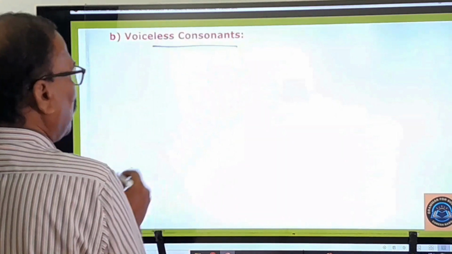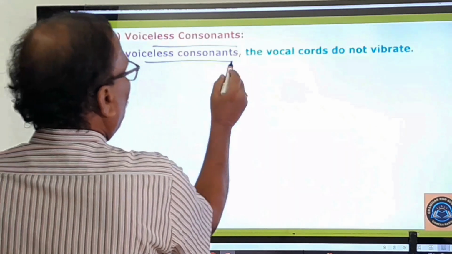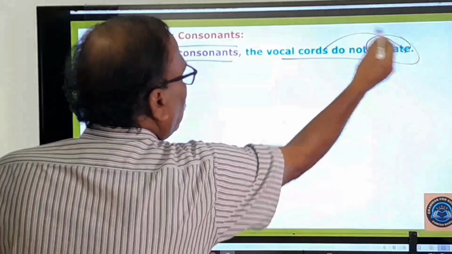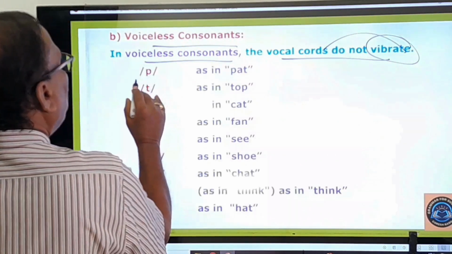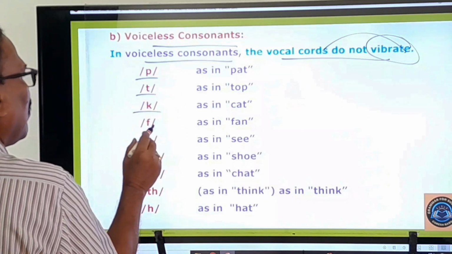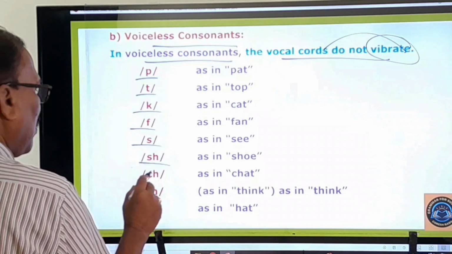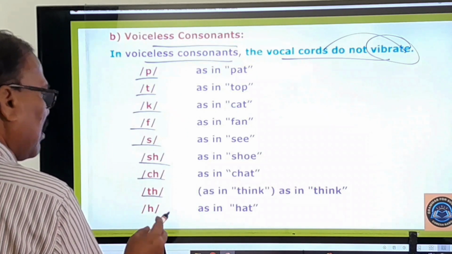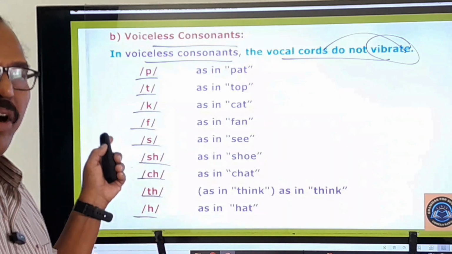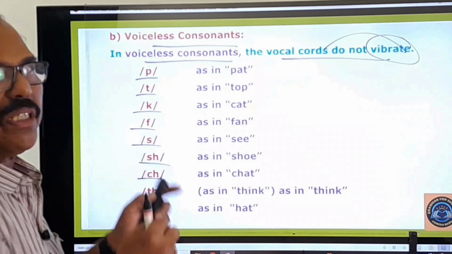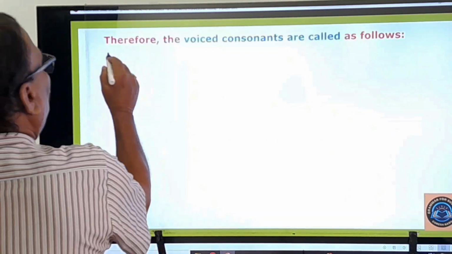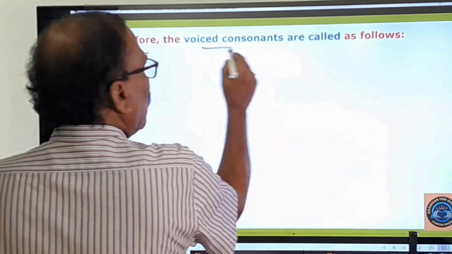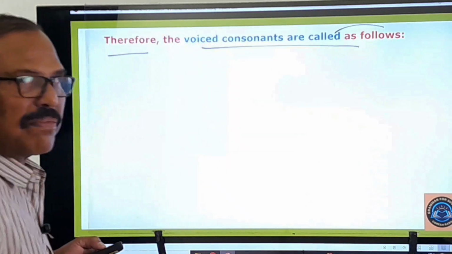Voiceless consonantal sounds. What are they? In voiceless consonantal sounds, the vocal cords do not vibrate. They don't vibrate. Here you pay attention. Pa, ta, ka, fa, sa, sha, cha, ta, ha. These are called voiceless consonants. This is a very important aspect from your examination point of view. Therefore, the voiced consonants are called as follows.